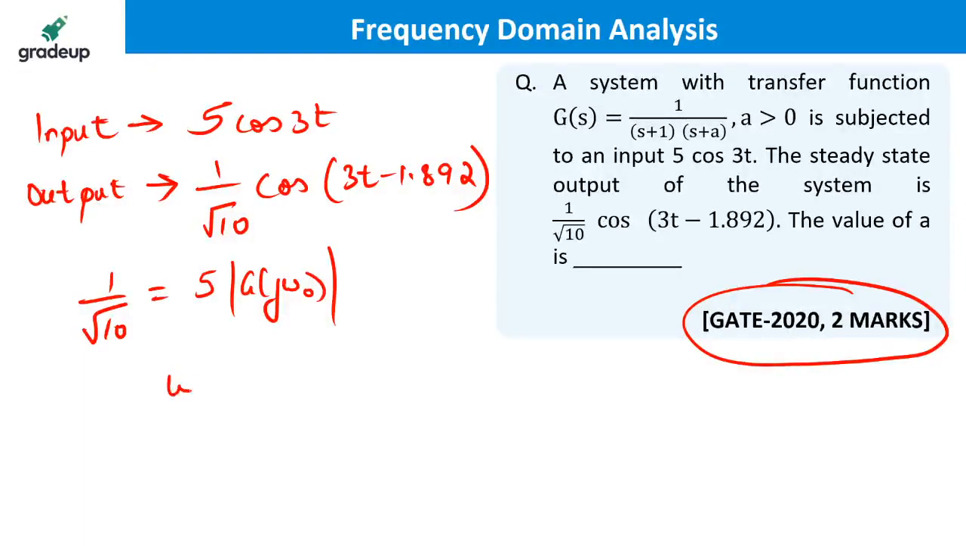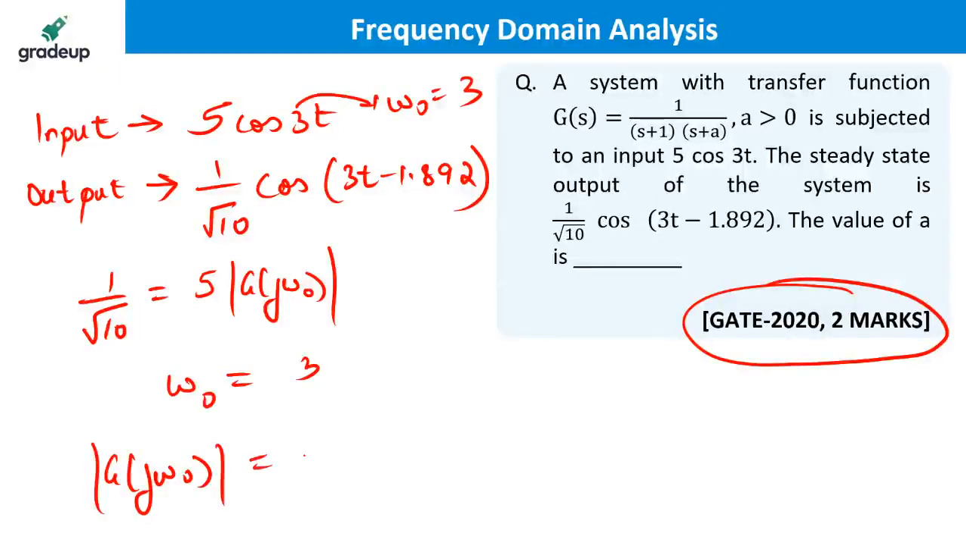Correct. Where what is the value of omega naught? Omega naught is the input frequency. From here you will say that omega naught is 3. So what is mod of G j omega naught? It is equal to 1 by 5 root 10.